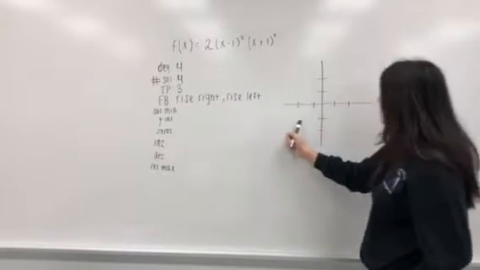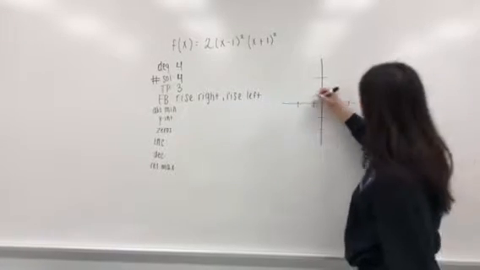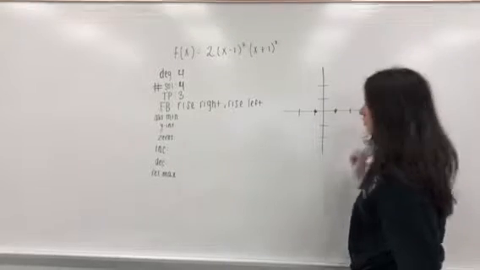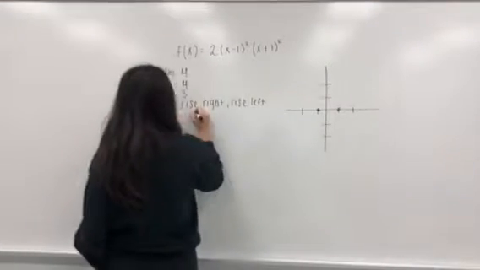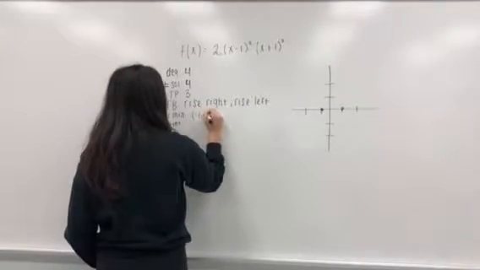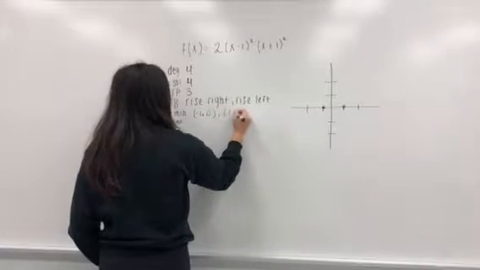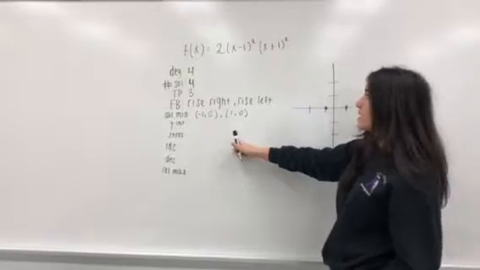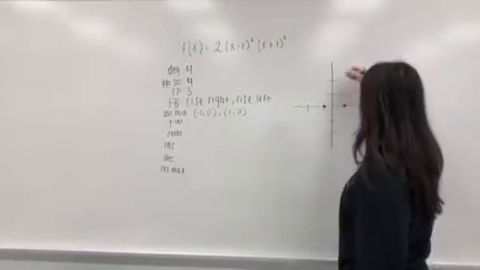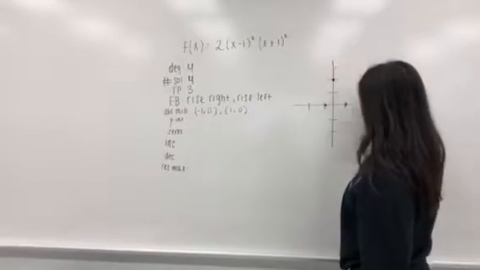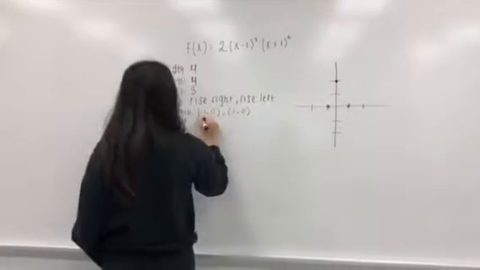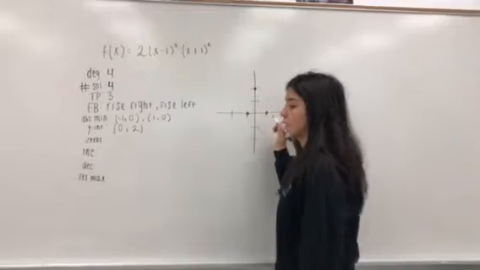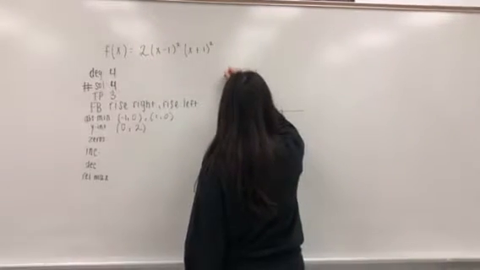Our absolute min will be at our two zeros, -1 and 1. Our y-intercept, which we find by making x 0, is 0, 2. Now that we have enough information to graph, we're going to go ahead and graph our function.